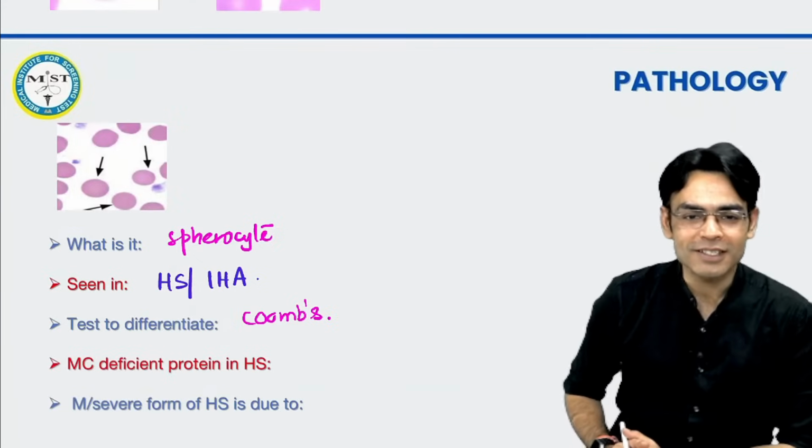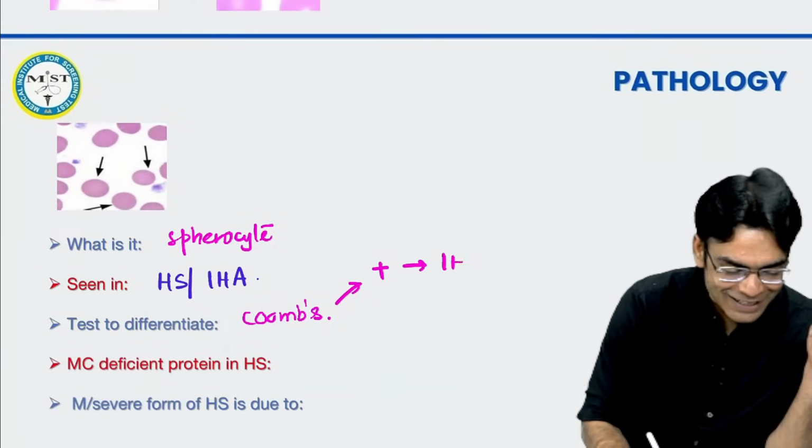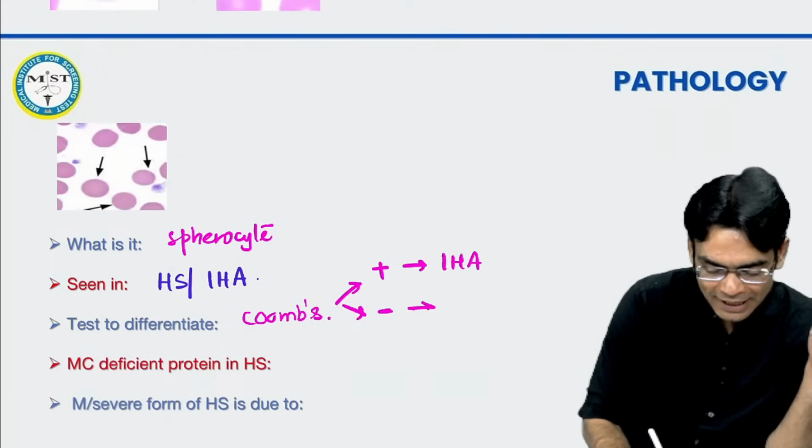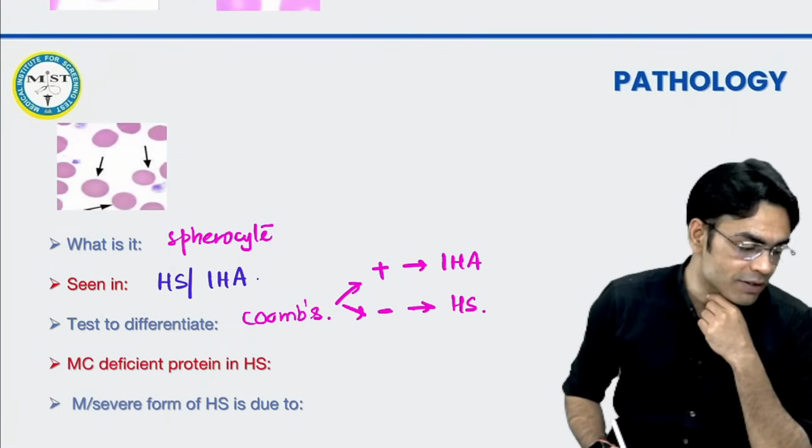Yes, it's a Coombs test. If the Coombs test is positive, then it is IHA, and if the Coombs test is negative, then it is HS. Go ahead, tell me, most common deficient protein in hereditary spherocytosis.